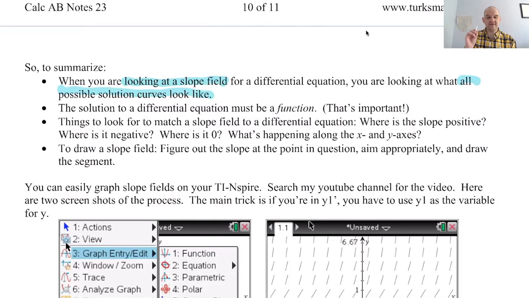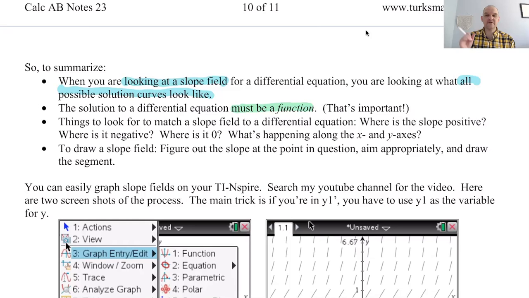The solution must be a function. It must be a continuous function on an interval that contains the initial condition. That'll be more important in the next set of notes when we are actually solving differential equations. There's a lot of things that you can look for. I hope that you already know those.